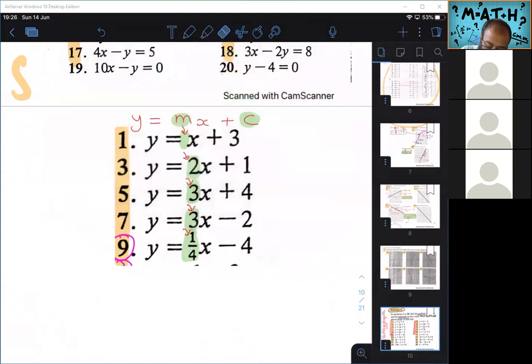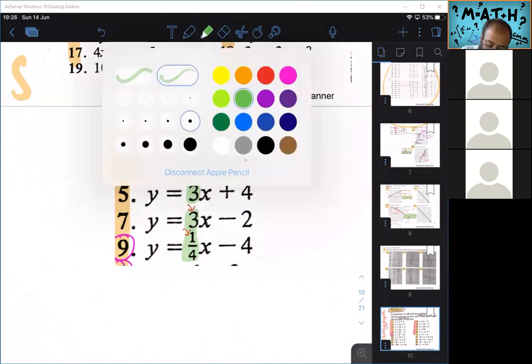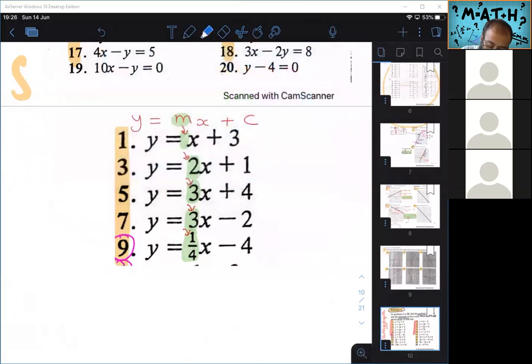Let me just quickly change some highlight for the C. Let's change it into a blue. So the blue is the C value. So what are the C values in the equations, Eliza? The first one would be 3. And the next one? 1. And then the next one? 4. And then the next one? Would be 2. No, it won't be 2. -2. The minus is very important. And the next one? -4. So even though the equation says y equals mx plus c, the c is minus, that's the most important thing. So now, in these particular equations, everything is already in the right position.